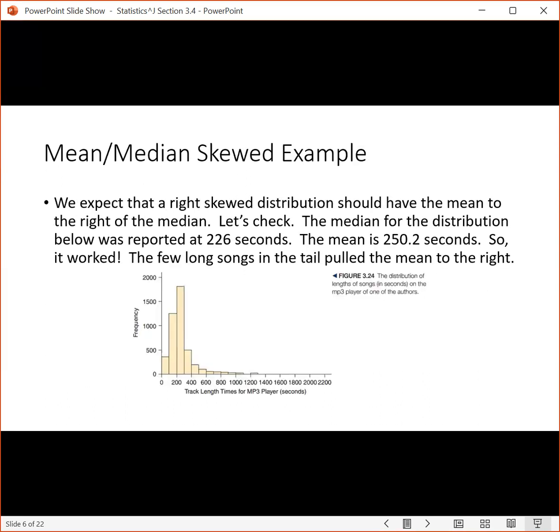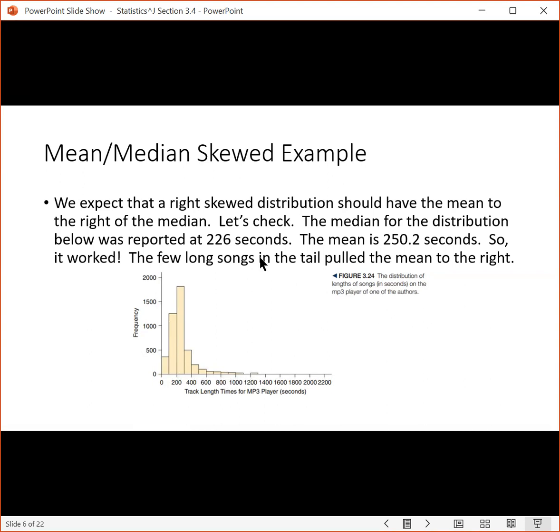All right, so let's take a look. We expect that a right-skewed distribution should have the mean to the right of the median. Let's check. The median for the distribution below, the one we just did, is 226 seconds. The mean is 250 seconds. So the median is at 226 seconds, which is going to be right around here. The mean is at 250 seconds, which is going to be right around here. They're really close to each other, actually. So it still worked, though.